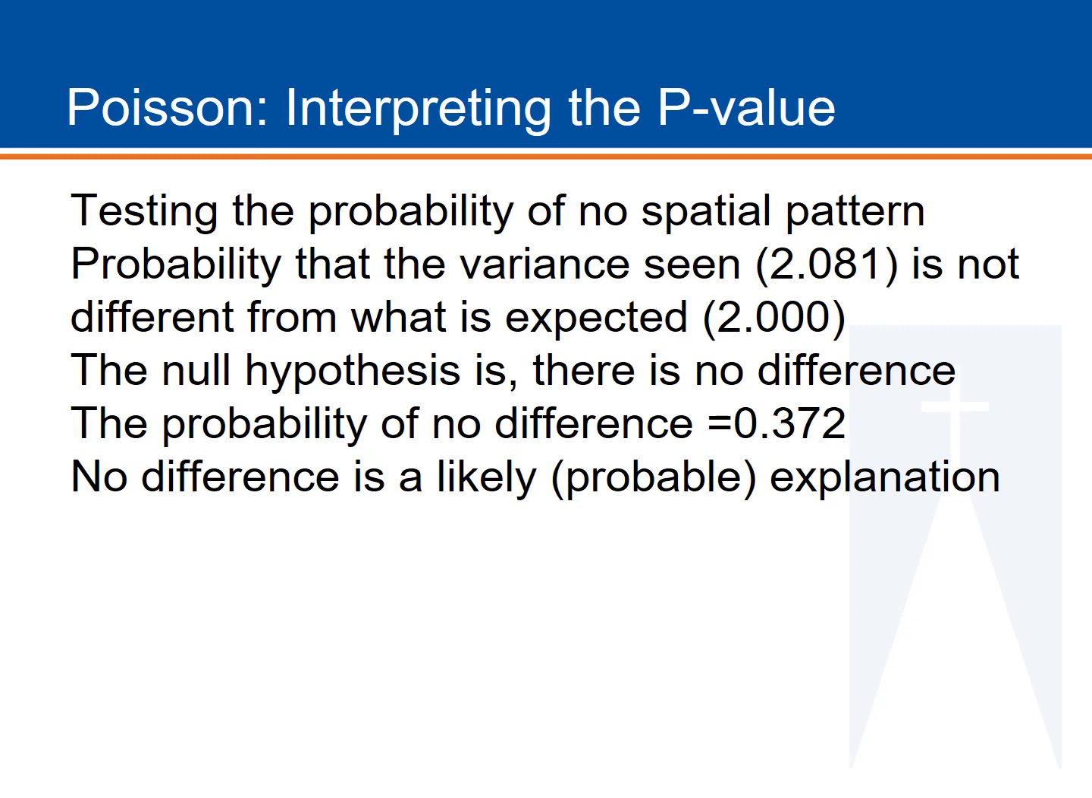So when you see a probability of 0.372, you would say no difference is actually a likely probable explanation. So we don't reject the null hypothesis of no difference, and we accept the likelihood that there is a difference.